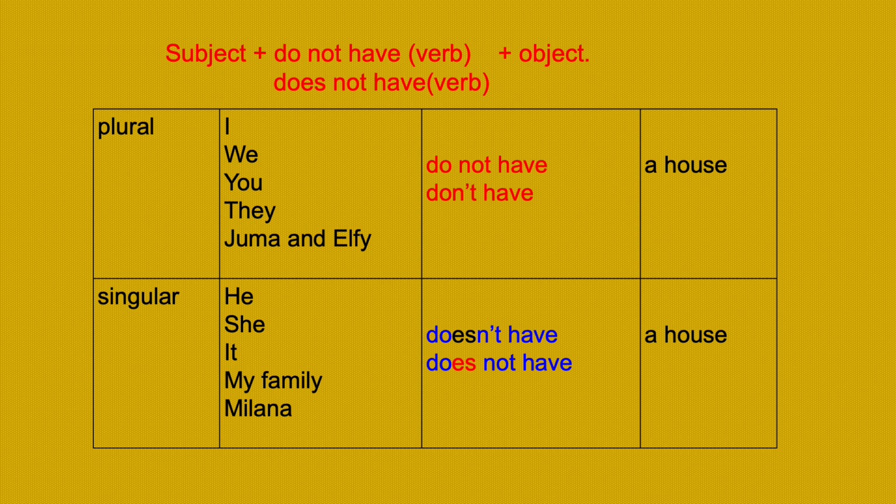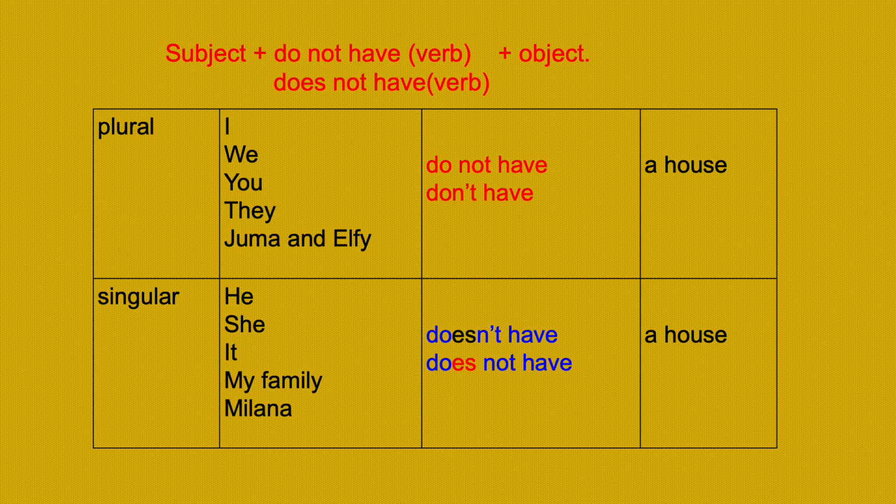So you can see here on the top plural, down singular. So plural nouns: I, we, you, they, Juma and Elfie. Any two or more names, you can use as a plural noun. Then here you can see do not have. This is the long form. Doesn't have is a short form. The short form is used to talk in day-to-day conversation.